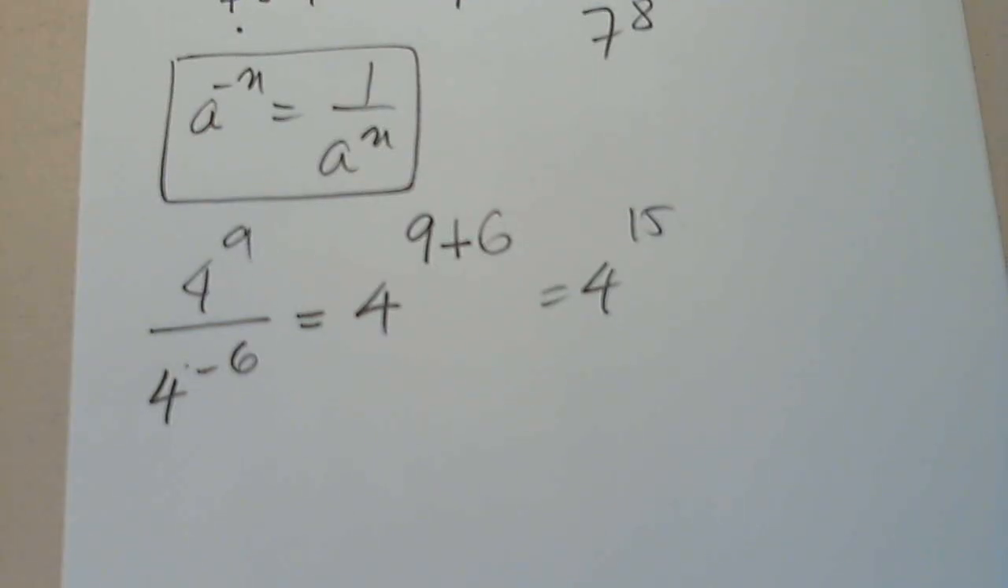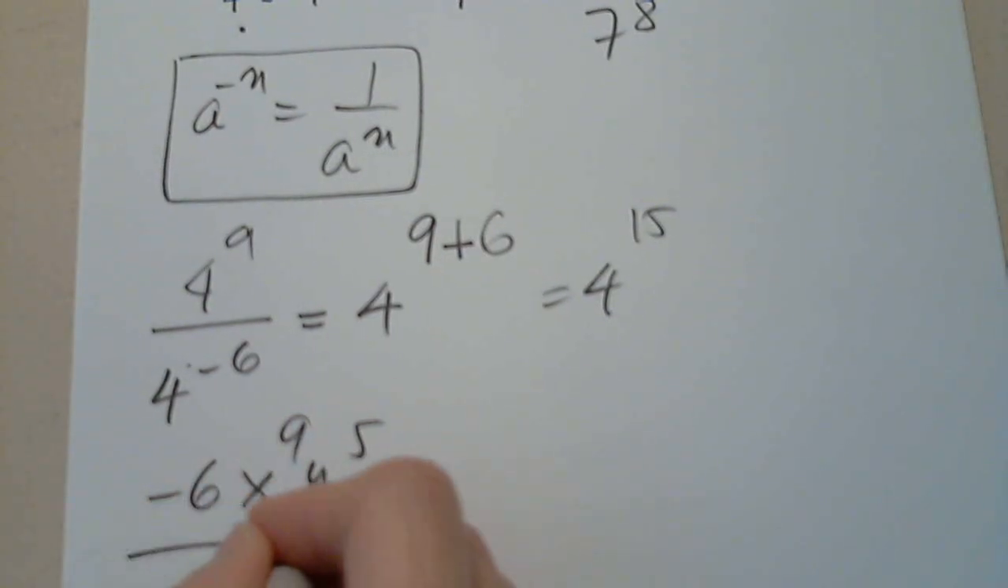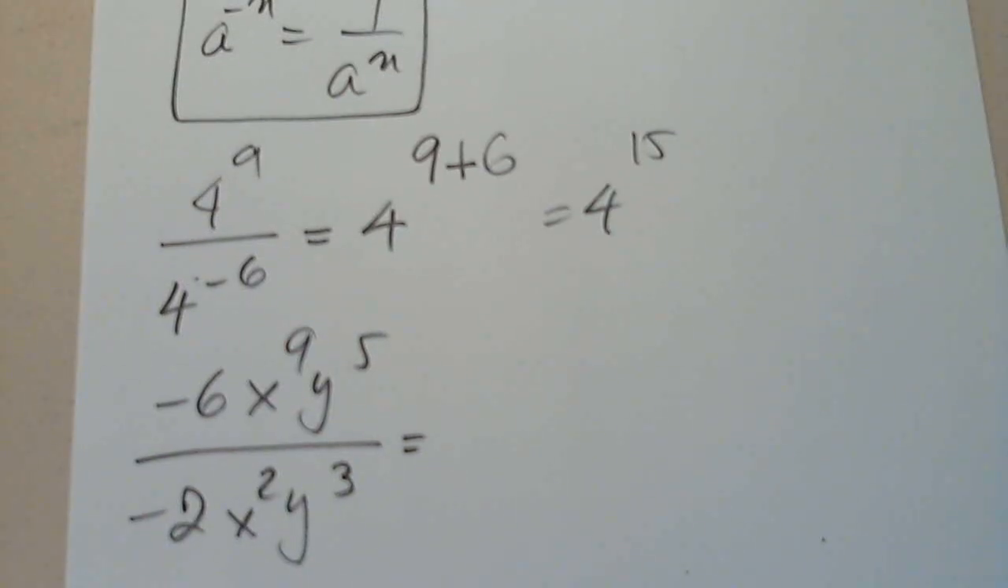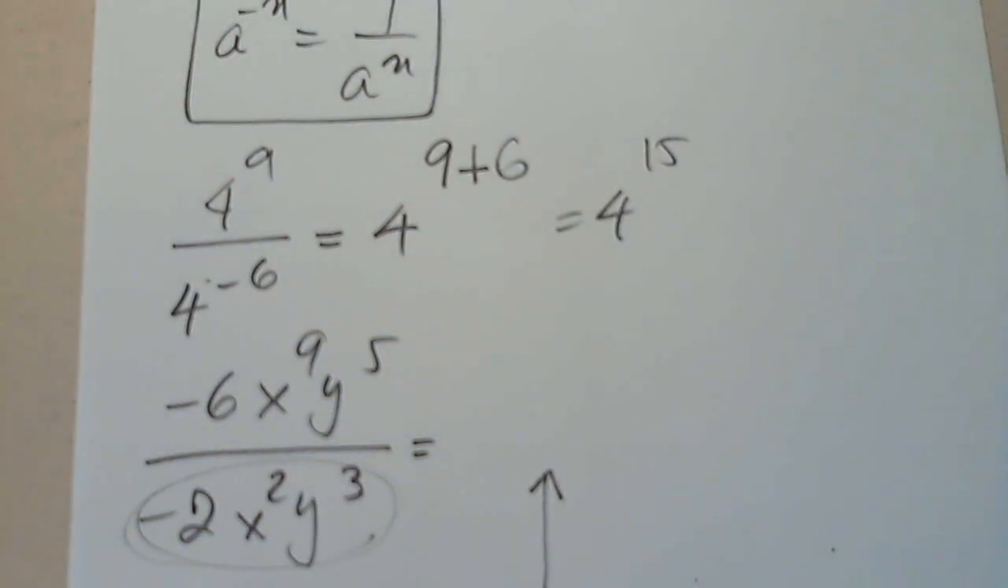Okay, so let's look at slightly more sophisticated problems. Negative 6x to the 9th, y to the 5th, everything divided by negative 2x squared, y cubed. Always address the signs first, the numbers second, and then the variables. I want to mention something here. If you remember, we said the denominators cannot be 0. So the correct attachment to the answer is this.